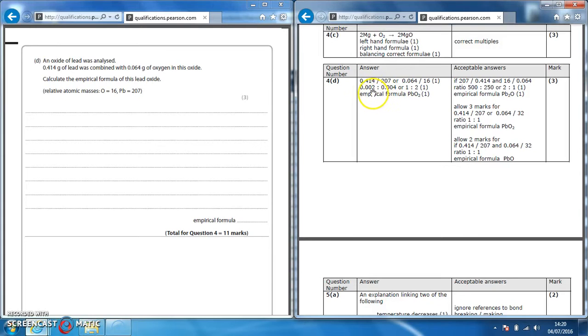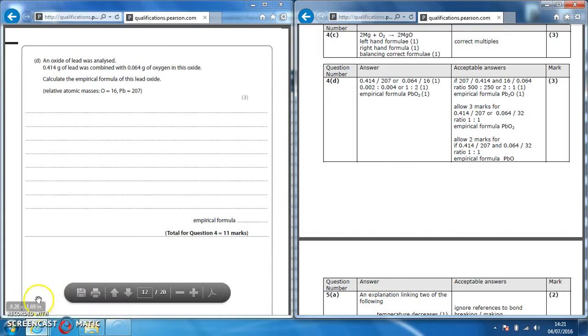You should be able to look at that and see 0.002 will fit into 0.004 twice, or you can always divide by the smallest number. Smallest number out of those two is 0.002. So if you divide that by 0.002, you get 1, and if you divide that one by 0.002, you get 2. So that tells me I've got twice as many of these things on the right, the oxygens, as the leads. So I'd have 1 Pb and I'd have 2 O2. That's the empirical formula.